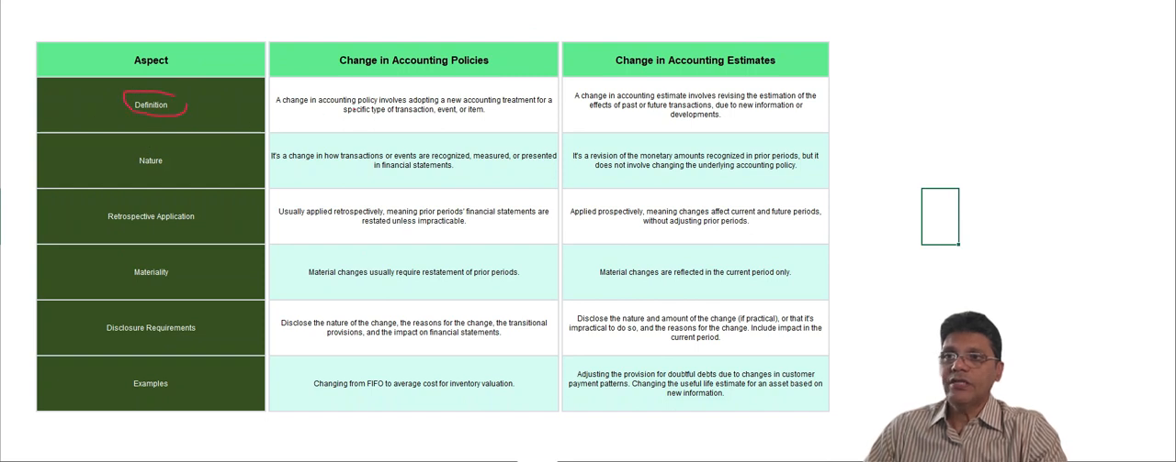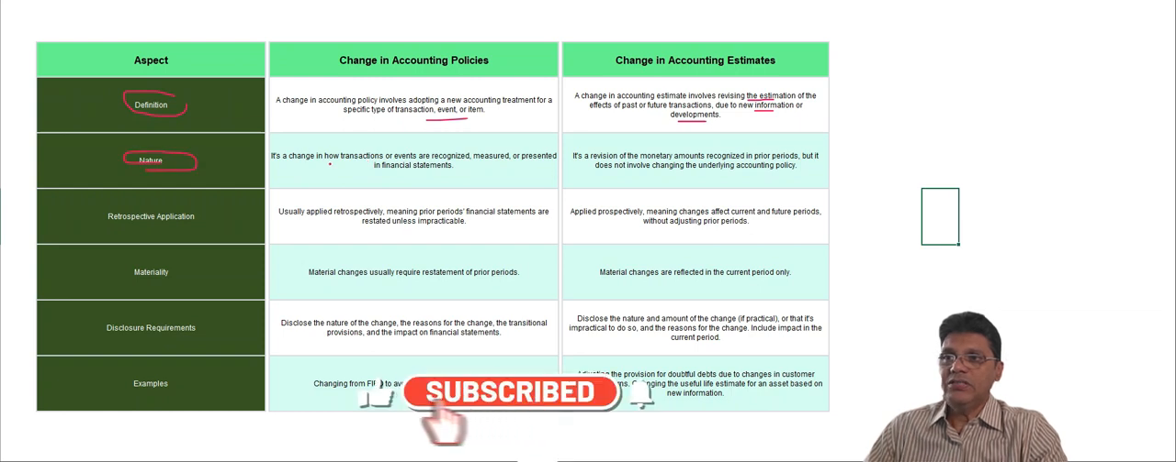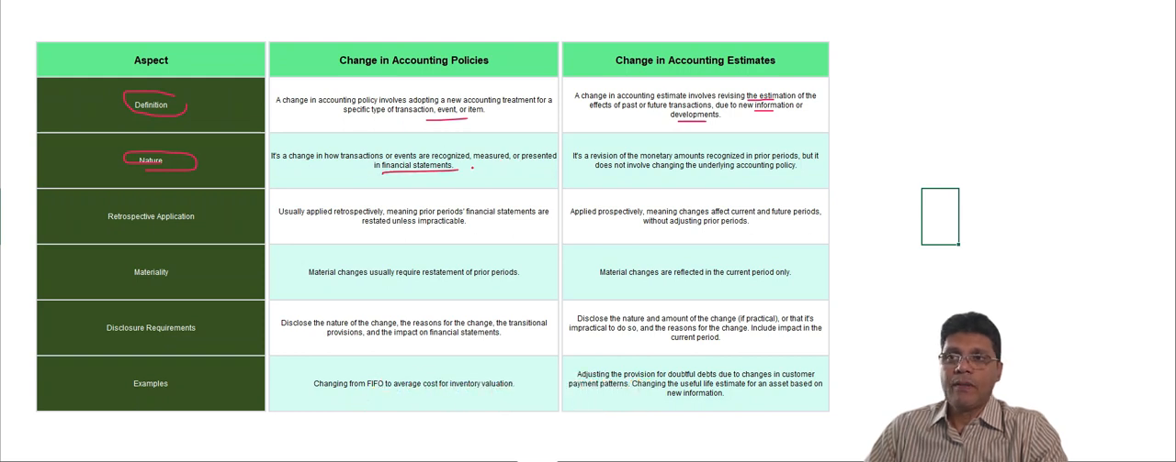What is the definition? A change in accounting policy involves adopting a new accounting treatment for a specific type of transaction, event, or item. So change in accounting policies means you are going to change the policy or the framework or the guideline. Okay. Change in accounting estimates: a change in accounting estimates involves revising the estimation of the effect of past or future transactions due to new information or new developments. Okay, you are going to change the estimate. So what is the nature? It's a change in how transactions or events are recognized, measured, and presented in financial statements. If you want to change the policies, change the framework, that will affect the transactions and the events, how they should be recognized, measured, and presented in the financial statements.